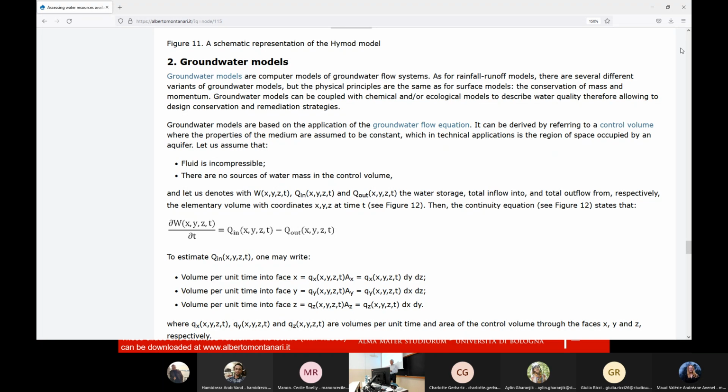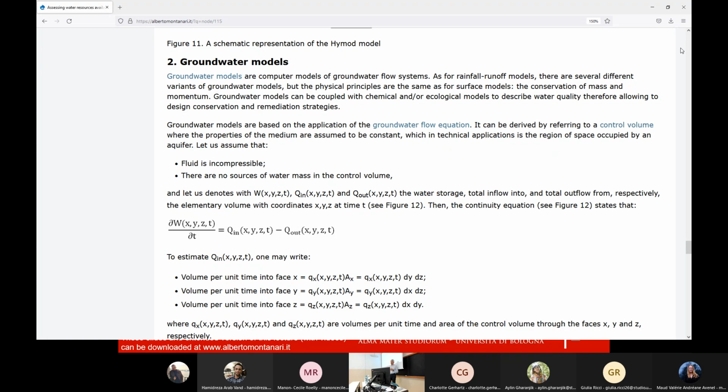The reason is that their application is not as easy as for surface water, and therefore it's usually dealt with in dedicated courses, which are also available here for your degree program. So I will provide an introduction, but I will not go into the details of the application again, because this would take too much time.